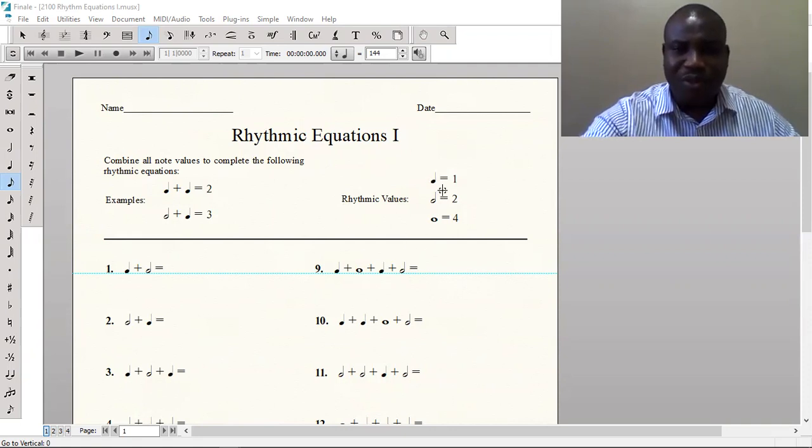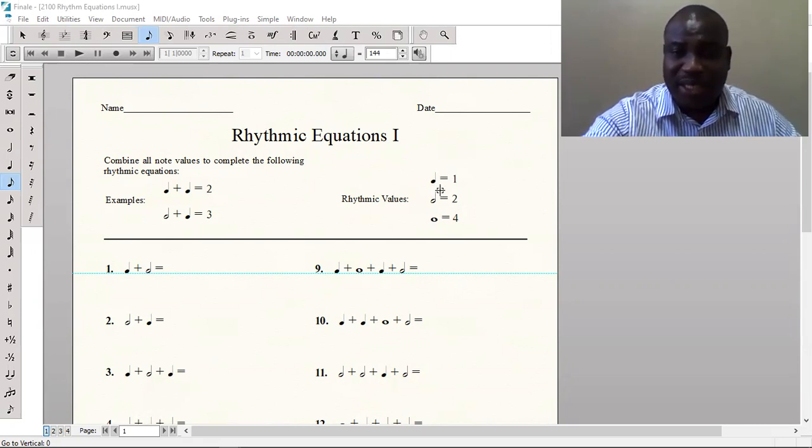These are rhythms. We know this one up here with a shaded head and a stem. This one is half shaded with a stem, and this one is shaded with a stem. This one we all know is called crotchet or quarter note. This one is minim or half note. And this is also semibreve or whole note.